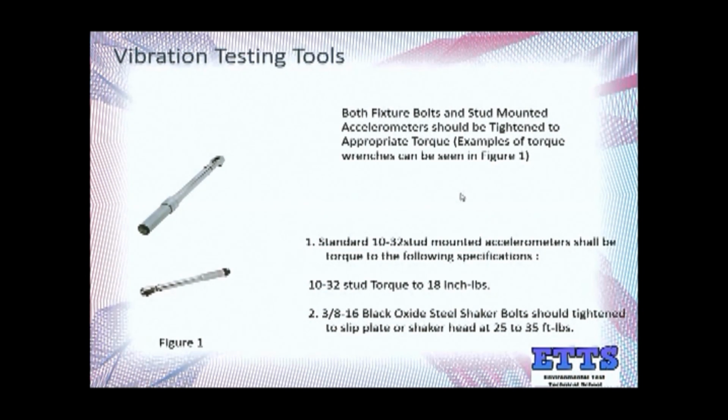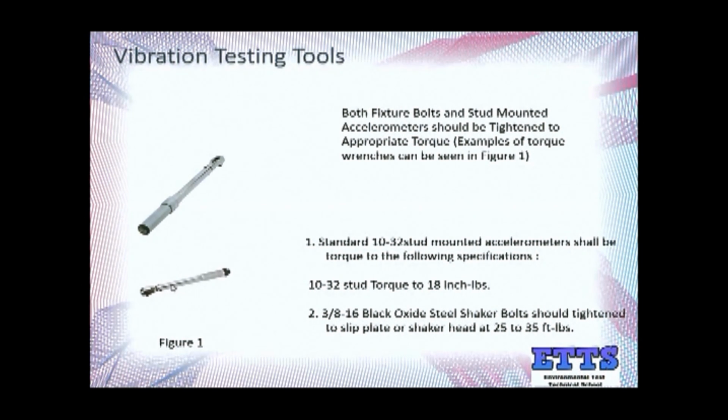Okay, here are two tools that are typically used in vibration testing: the foot-pound torque wrench and the inch-pound torque wrench. Both fixture bolts and stud-mounted accelerometer bolts should be tightened to appropriate torques. Examples of torque wrenches can be seen in Figure 1, which I just showed you.